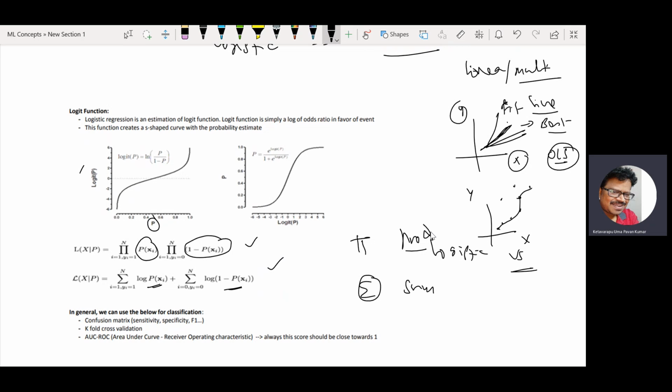Logistic regression is an estimation of the logit function, the log of p by 1 minus p, and the logit function is simply a log of the odds ratio. This is the odds ratio, guys, p by 1 minus p in favor of the event. This function creates an S-shaped curve with the probability estimate.